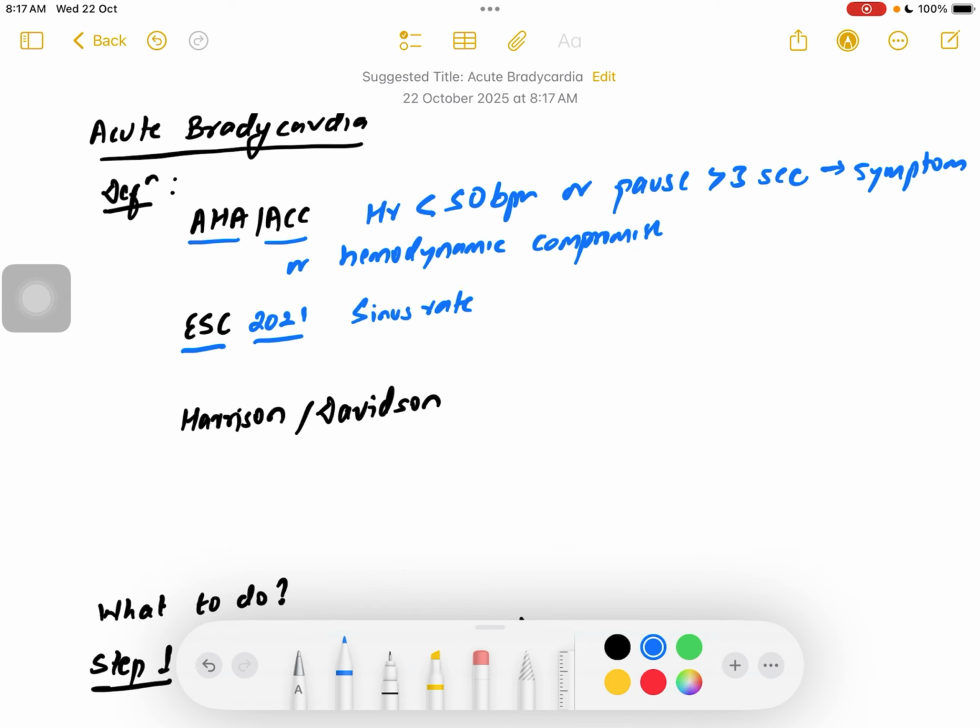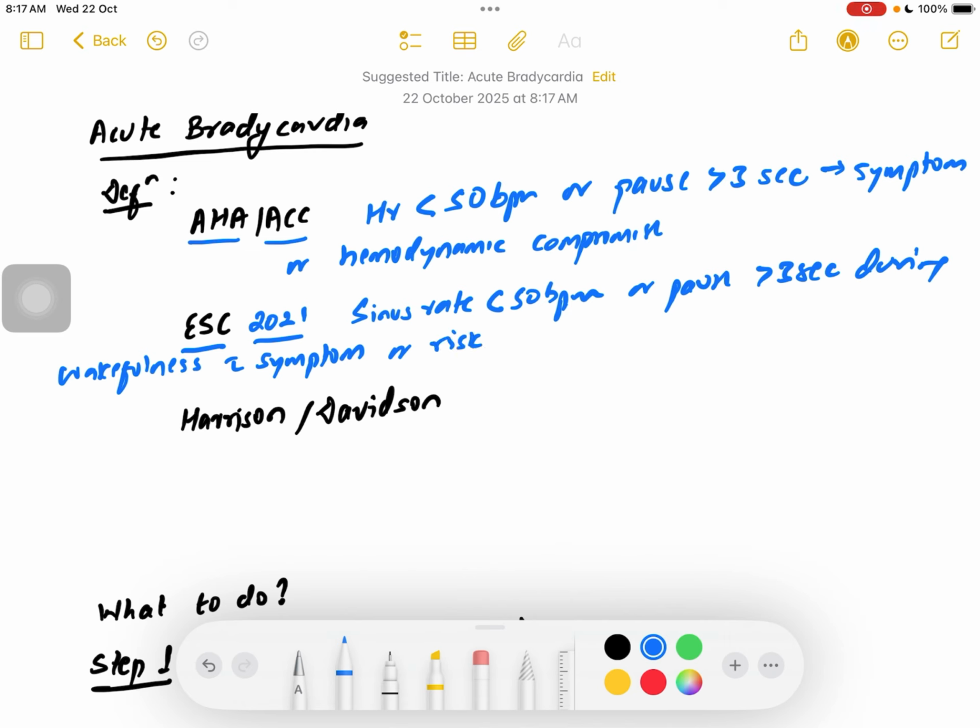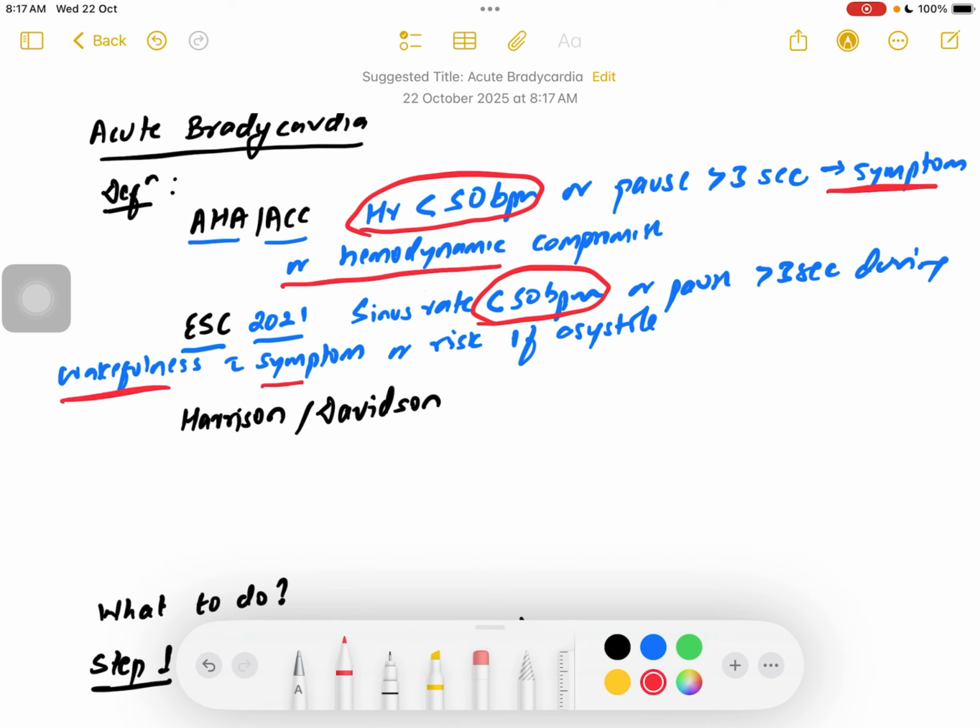While the ESC, the European Society of Cardiology, in 2021 defined bradycardia as a sinus rate of less than 50 beats per minute or a pause of more than 3 seconds during wakefulness, with symptoms or risk of asystole.